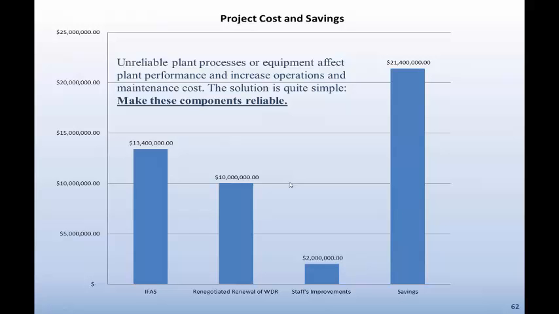By doing these simple things and involving staff, we avoided a cost of $13.4 million to construct the IFAS system. In addition to that, we did not have to eliminate the drying beds, and the regional board continued to allow us to use the drying beds and the percolation ponds. If we would have had to construct additional facilities for dewatering, that would have been an additional $10 million expense. Staff's improvements cost approximately $2 million, so our savings on this project was $21.4 million.